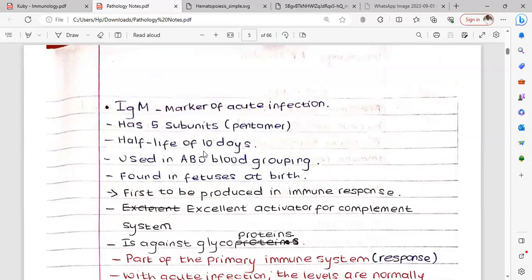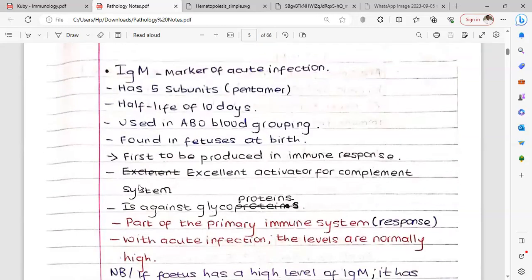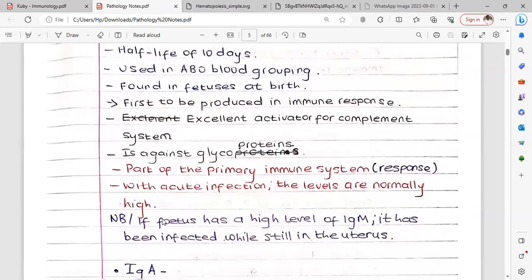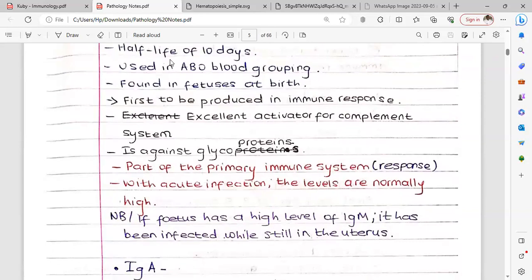The half-life is about 10 days, and it is used in the ABO blood grouping. This is the immunoglobulin that is found in fetuses at birth. Also this one is the first immunoglobulin to be produced in immune responses. And IgM is an excellent activator for the complement system. This one is in one of the MCQs also. IgM is an excellent activator for the complement system. Let me see what the book says also. IgG.